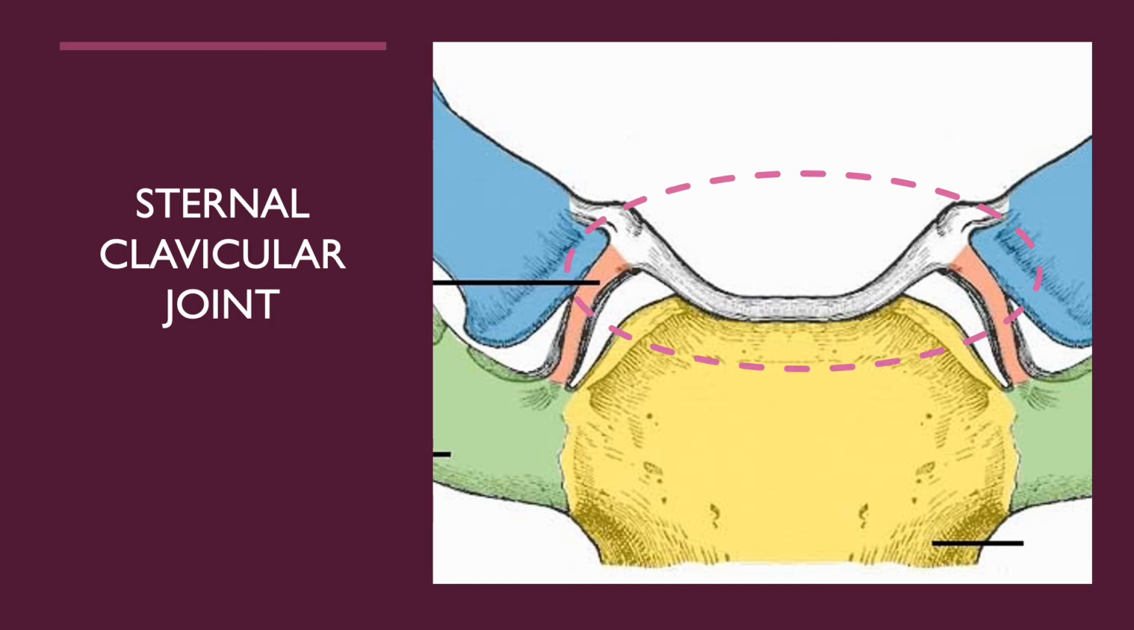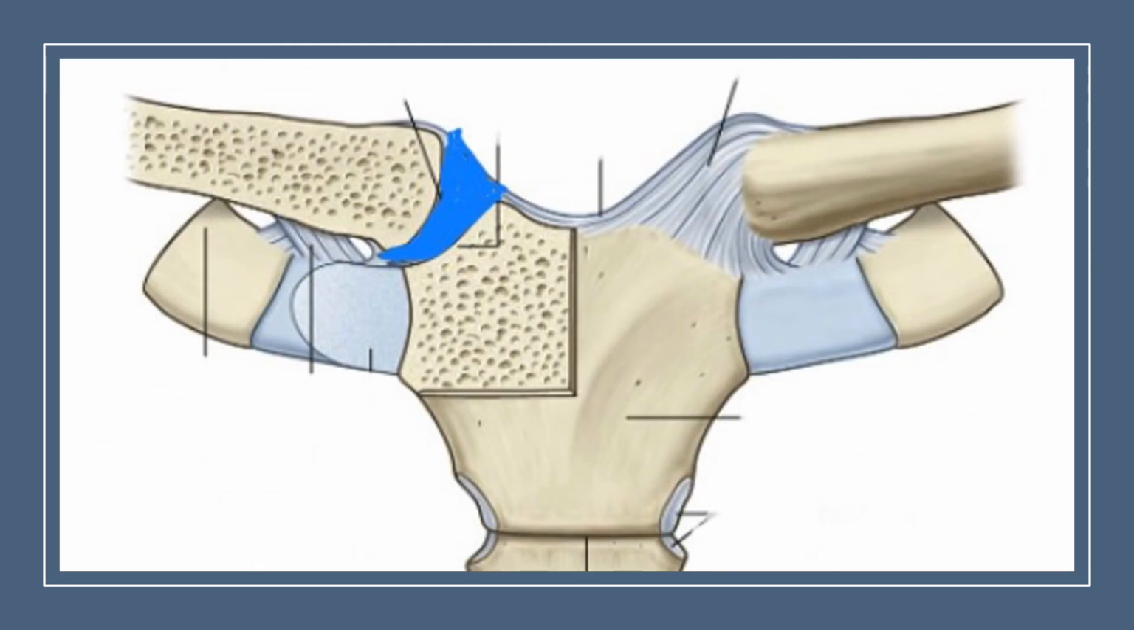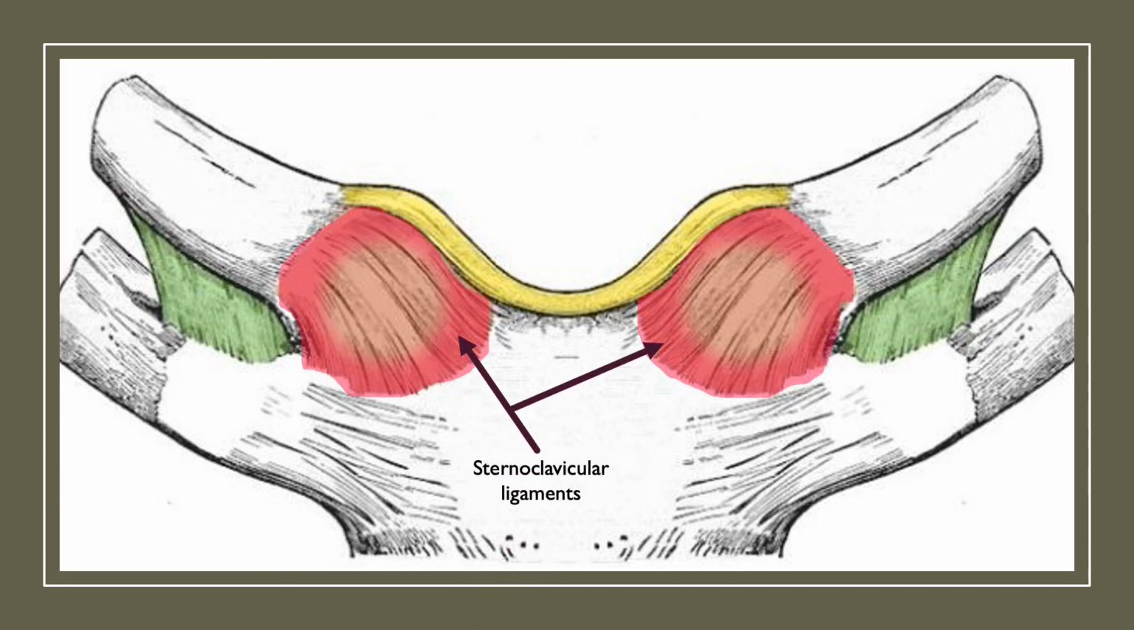The clavicle and sternum are joined at the sternoclavicular joint. The joint support structures include the joint capsule as well as several ligaments. The joint capsule consists of a fibrous outer layer and inner synovial membrane. The sternoclavicular ligaments strengthen the joint capsule anteriorly and posteriorly.